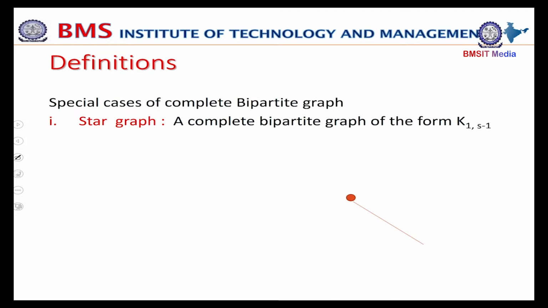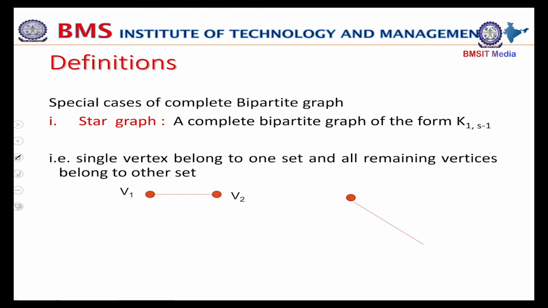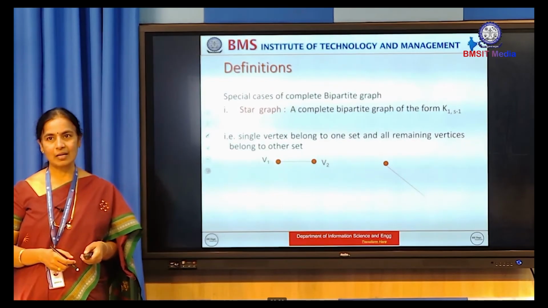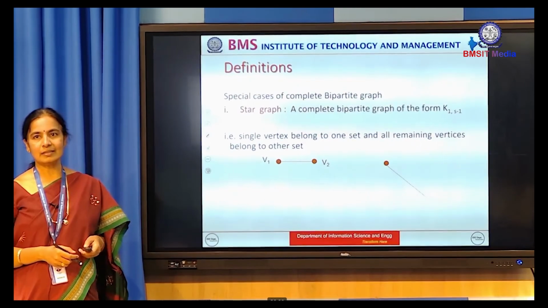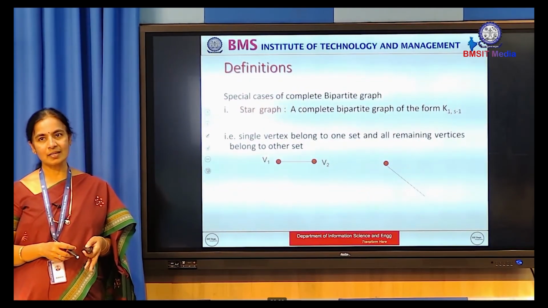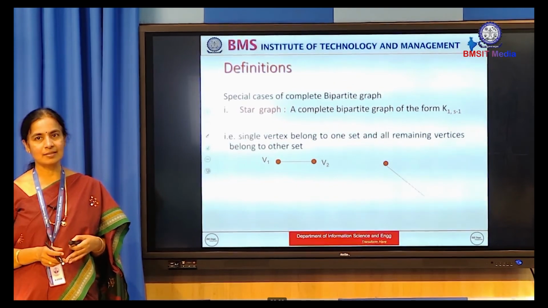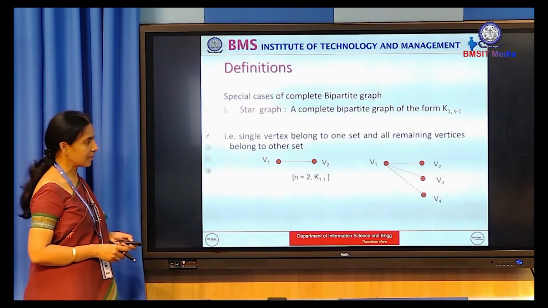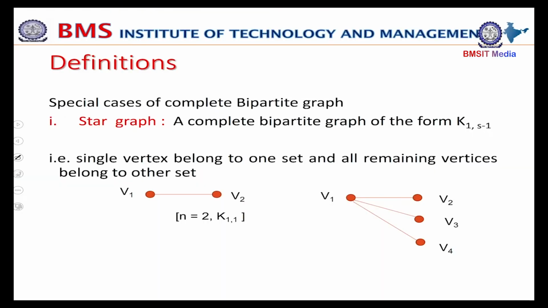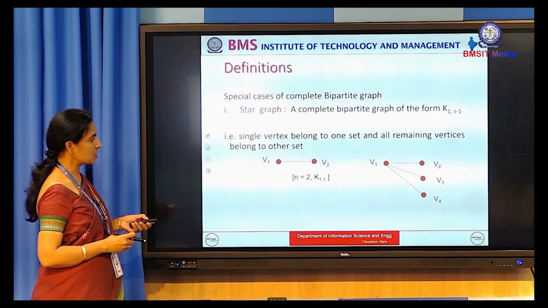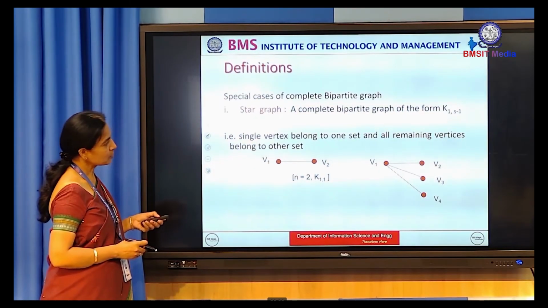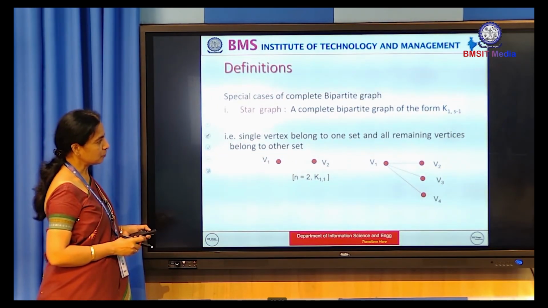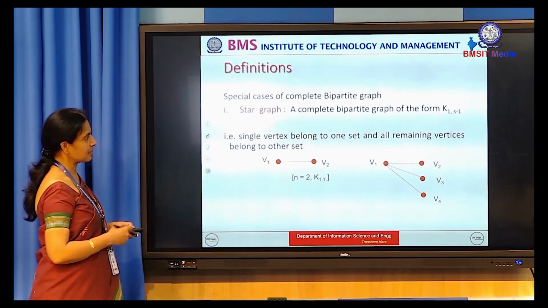Some special cases of a bipartite graph. Here we have the star graph, a complete bipartite graph of the form K_{1,n-1}, that is we will have 1 vertex in one set and n minus 1 vertices in another set, then we call it a star graph and it is represented like this. For example, with n equal to 2 we have K_{1,1}. Here this is the set V1 and here we have V2, V3, V4. So this represents the star graph.